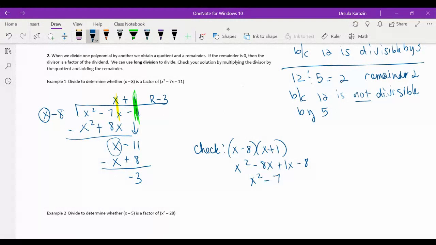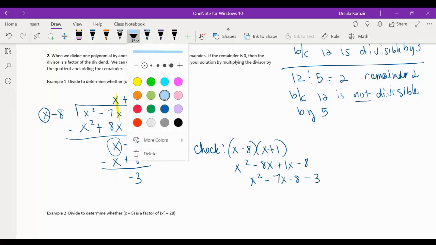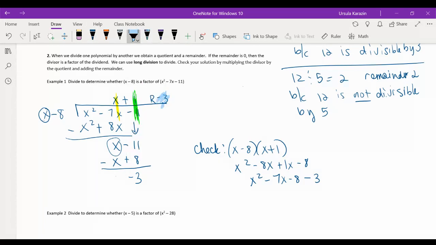We get x squared minus 7x minus 8, but we need to add in the remainder of negative 3. Okay, so a negative 3, that's our remainder. Let's highlight these to match. Oops, that's a little dark. Let's try a lighter color. Let's try light blue. This negative 3 is this negative 3 here.